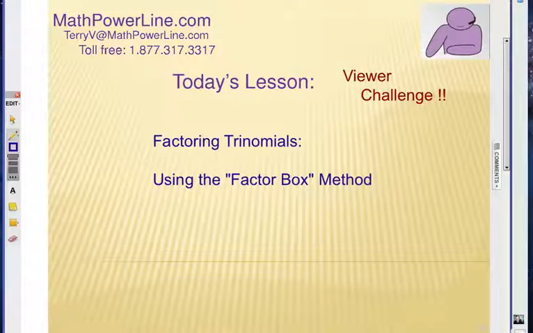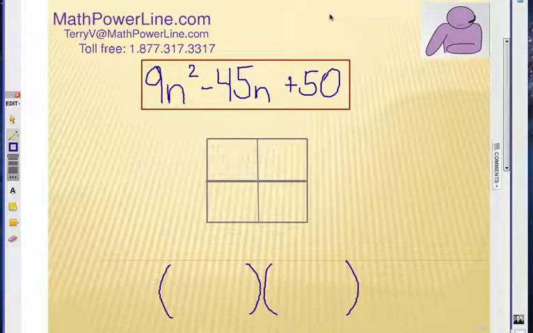This is the second video in the series about factoring trinomials using the factor box method. This is a viewer challenge. A viewer of some of my videos on factoring wanted more examples about how to use this method, so here we go. The example here is 9n squared minus 45n plus 50.